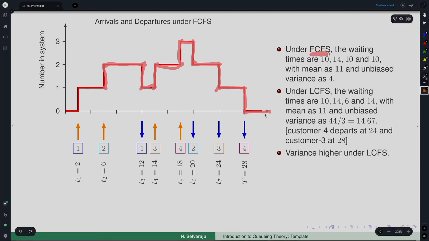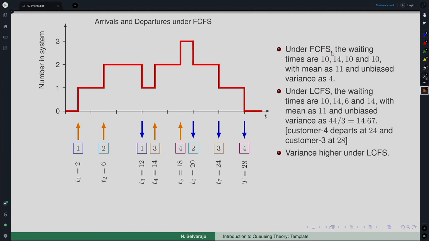Now, under FCFS, what are the waiting times in the system? That is what we are looking at. The first customer arrived at 2 and left at 12, so his waiting time is 10. The second customer, 6 and 20, is 14. The third customer, 14 and 24, is 10. And the fourth customer, 18 and 28, is 10. So the mean is 11, and the unbiased sample variance is 4 here. That is what you can compute under FCFS.